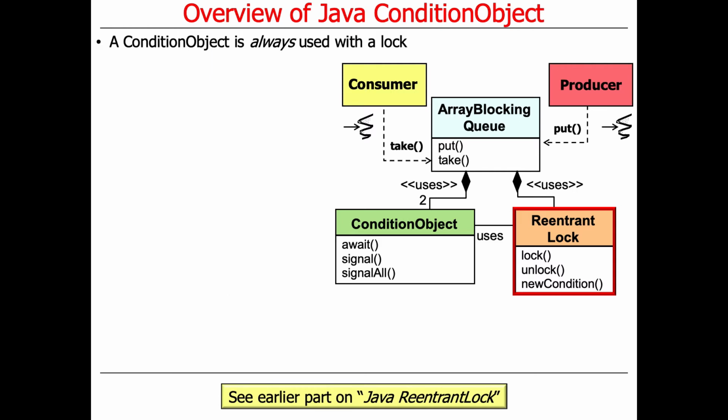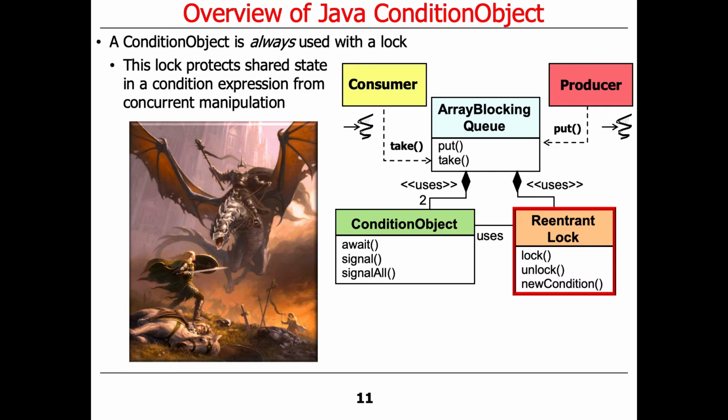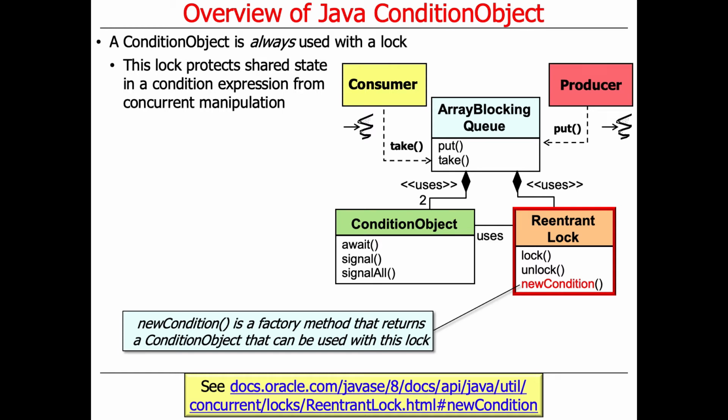A condition object is always, always, always used with some lock, almost always a Java reentrant lock, which we've talked about before. And this lock protects the shared state in a condition expression from concurrent manipulation, so it can't be modified accidentally while it's being checked in that condition. The way you actually get the condition object is by calling the newCondition factory method. That returns a condition object, returned as a Condition, but it's a condition object. That also, of course, associates that condition object with the reentrant lock upon which it was called.